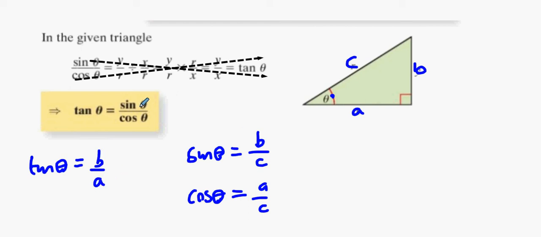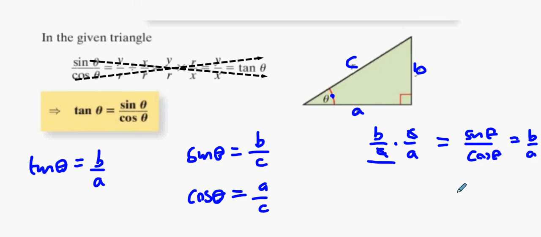Now, the right hand side is sine theta divided by cos theta. Sine theta is B over C. Cos theta is A over C. Remember what you do, you bring the fraction on the bottom towards the top and turn it upside down. Same as B over C multiplied by C over A. And what happens next is these cancel and you get B over A. So sine theta over cos theta equals B over A, and in that case, sine theta over cos theta must equal tan theta. Okay, and that's that proof done. Very, very easy proof.